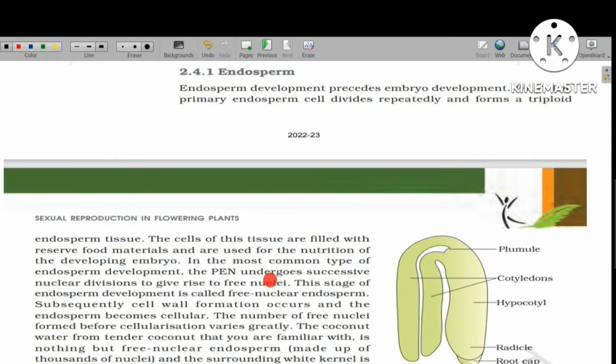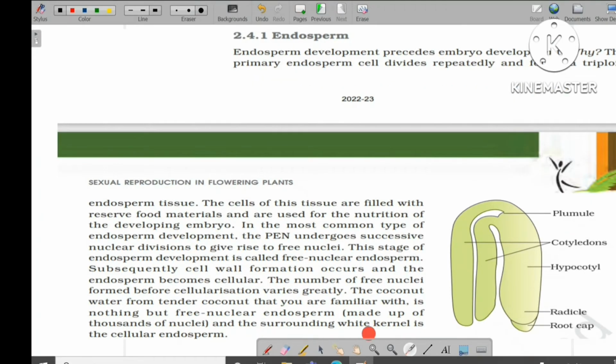In the most common type of endosperm development, the primary endosperm nucleus undergoes successive nuclear division to give rise to free nuclei. This stage of endosperm development is called free nuclear endosperm. Subsequently, cell wall formation occurs and the endosperm becomes cellular. The number of free nuclei formed before cellularization varies greatly. The coconut water from tender coconut that you are familiar with is nothing but free nuclear endosperm made up of thousands of nuclei, and the surrounding white kernel is the cellular endosperm.